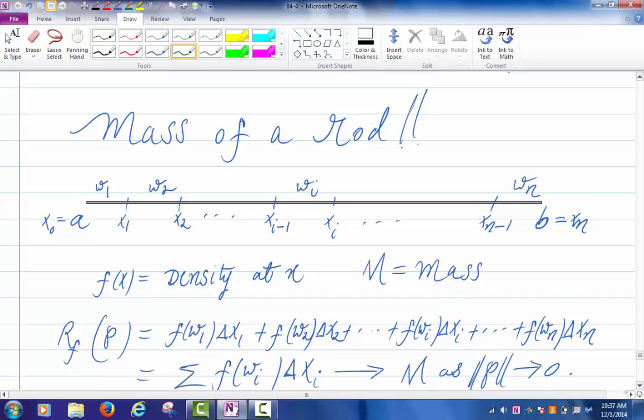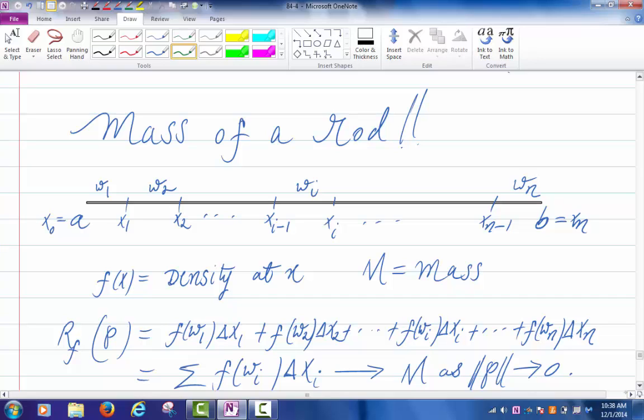Is that making sense? Now, you're multiplying f of W1 with delta x1, which is the length of the first subinterval. What does that represent? Can anyone tell me? f of W1 multiplied by delta x1. f of W1 is the density at W1. Delta x1 is the length of the first subinterval. What does that represent? It represents the mass of that tiny piece.